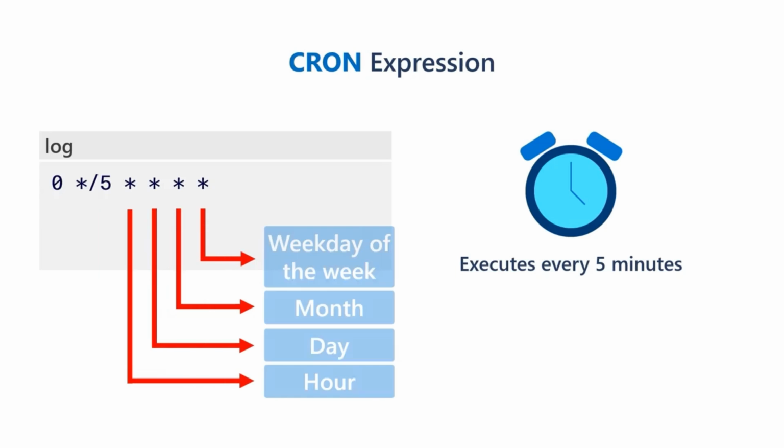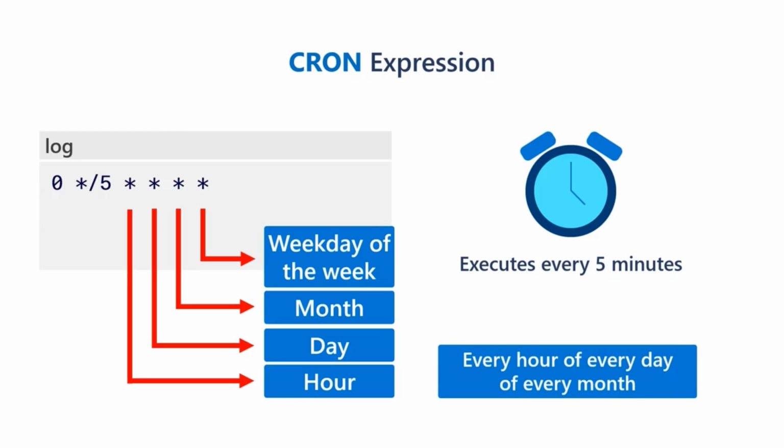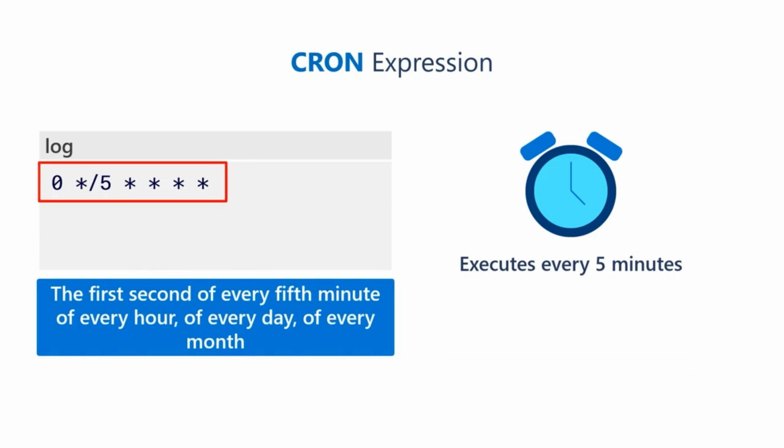The remaining 4 fields represent the hour, day, month, and weekday of the week. An asterisk for these fields means to select every possible value. By placing an asterisk for each of these fields, we select every hour of every day of every month. When you put all the fields together, the expression is read as the first second of every 5th minute of every hour of every day of every month.